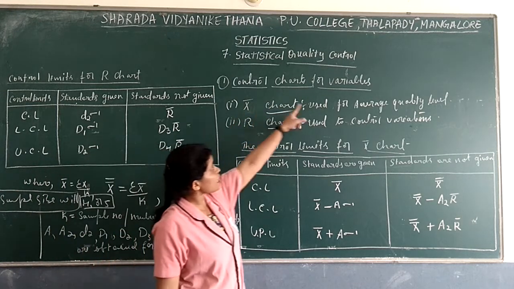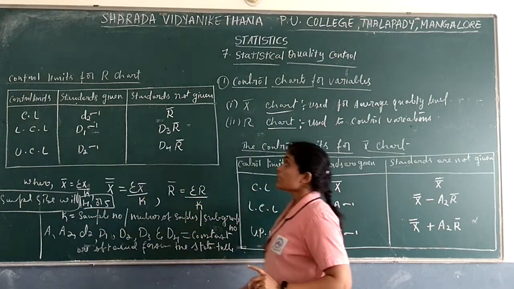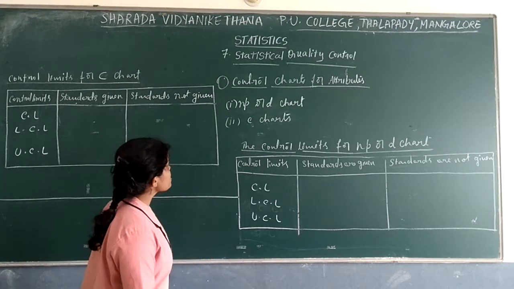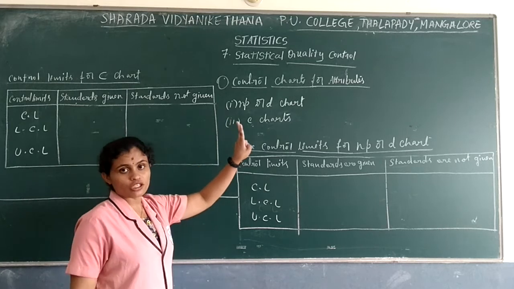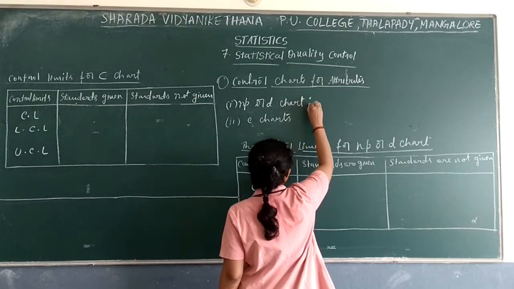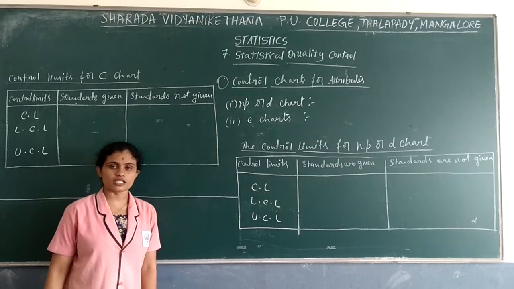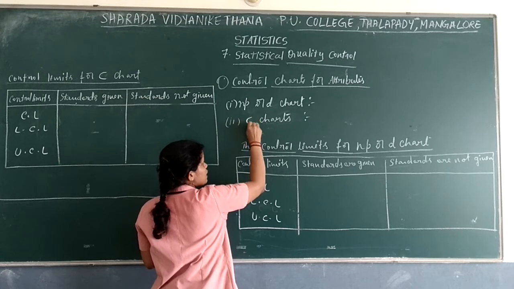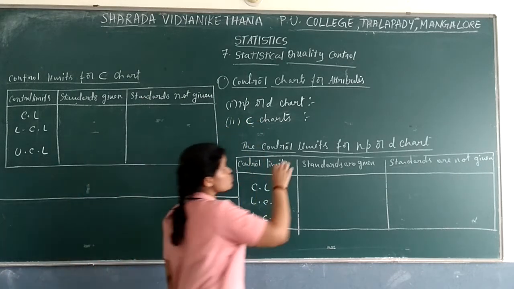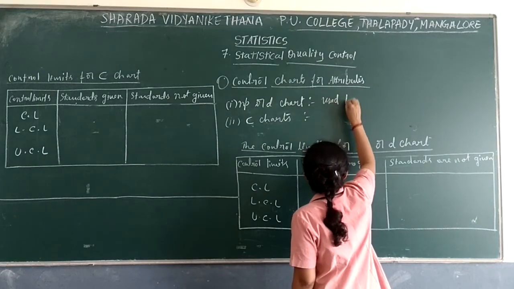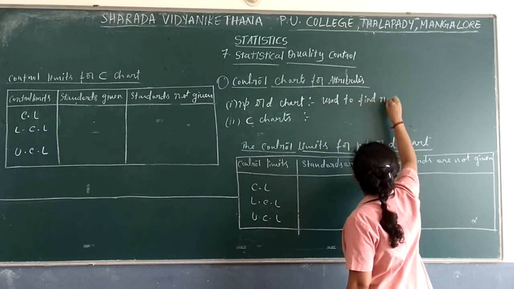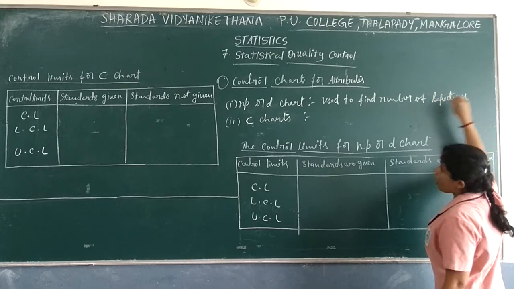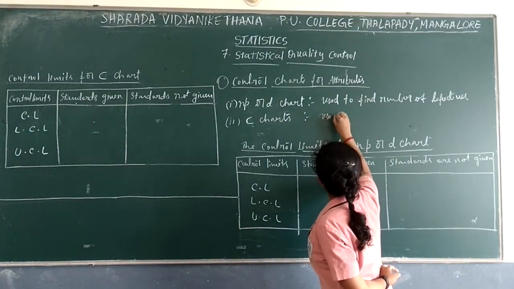Now two more charts will come in case of control charts for attributes. Now let us see control charts for attributes. We can see two kinds of control charts in case of attributes. What are attributes? As I said, attributes are the quality characteristics which we cannot measure. So we have the NP or D chart and one more, that is the C chart. Here the NP chart we use to find number of defectives, and the C chart we use to find number of defects.